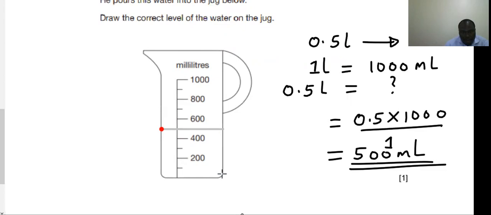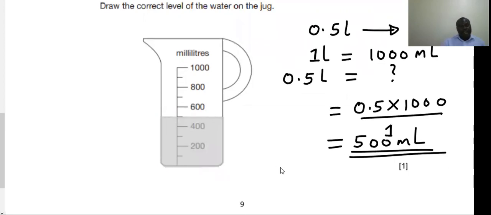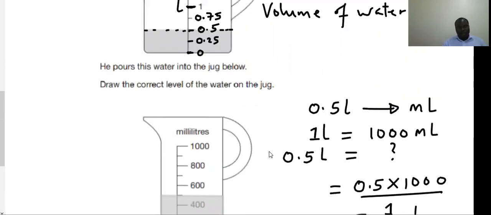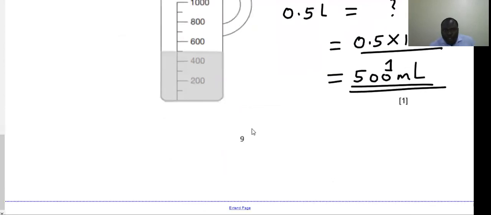So go down a little bit here. Come here. Go down. Go up. Yes, got it. Make it a little bit transparent. Yep. Looks neat, right? Correct. So that will be the volume of water. There we go, 500. Okay. All right. So next question, quickly.